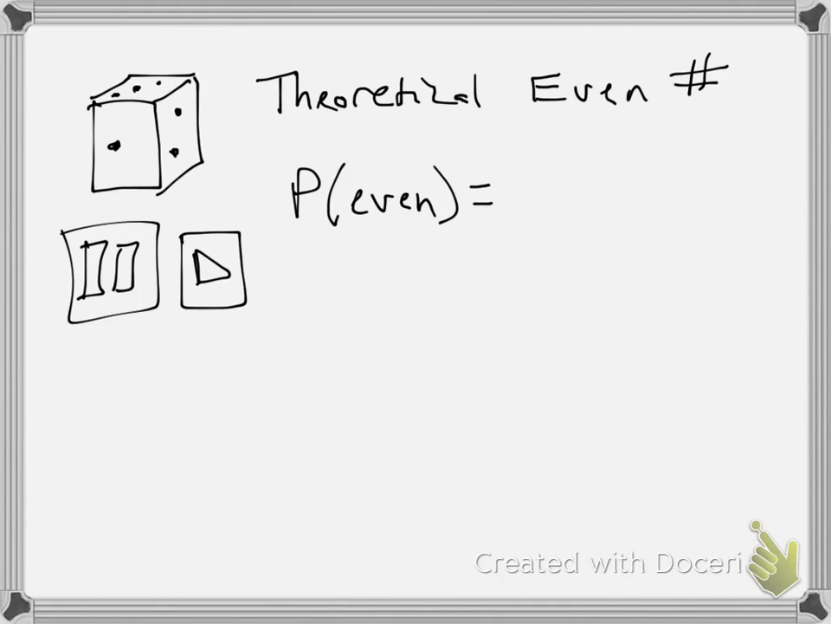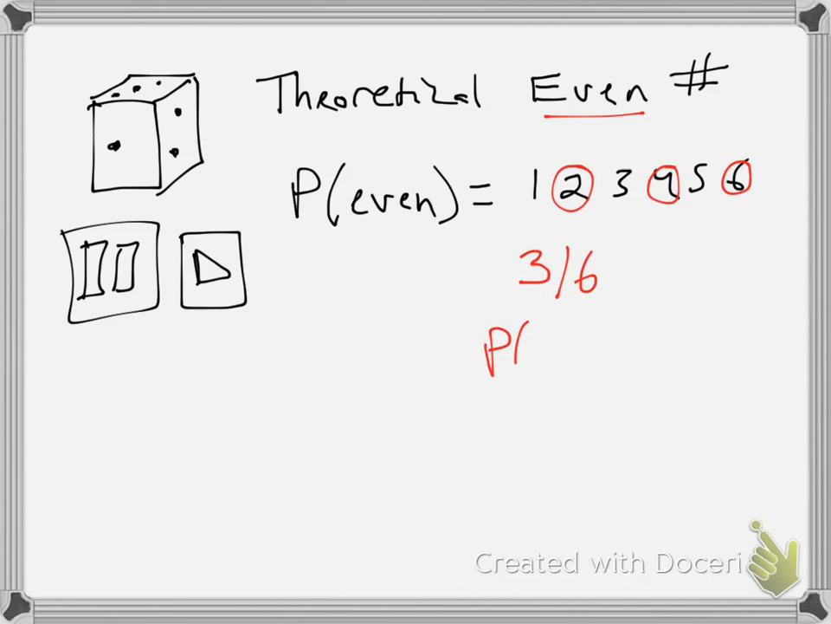On a die there are 6 possible outcomes. You could get a 1, a 2, a 3, a 4, a 5, or a 6. And I want to know the even numbers. Well, there's a 2, a 4, and a 6. So I have 3 out of 6. So in theory, my probability of getting an even number is 1/2, or 50%. That shouldn't be too difficult to understand.